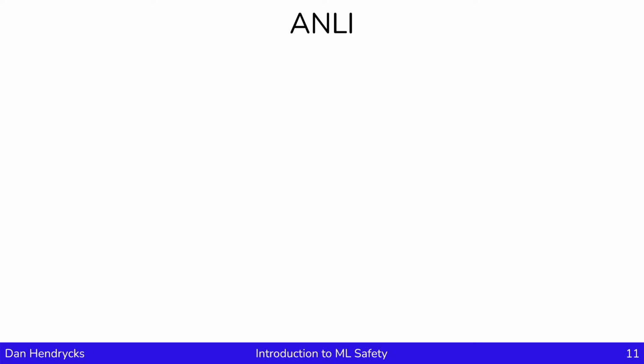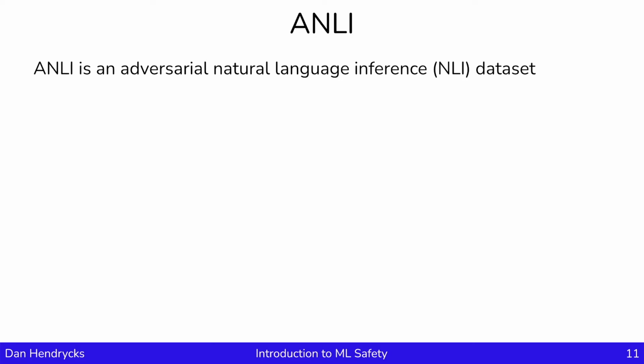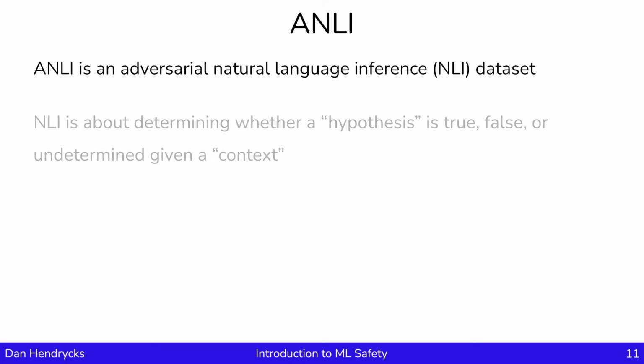Now let's turn to a text dataset that is adversarially constructed. ANLI is an adversarial natural language inference dataset. Let's back up a bit. What is NLI? NLI is about determining whether a hypothesis is true, false, or underdetermined given a context. So there's some contextual information, and then we have a hypothesis potentially related to that context, and we're to determine whether the hypothesis is true, false, or underdetermined. That's what NLI, or natural language inference, is about.